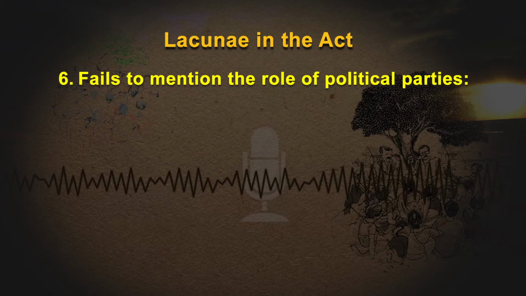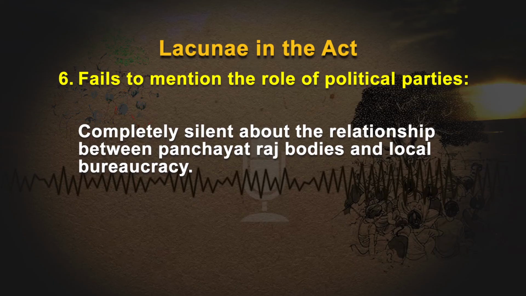Sixthly, fails to mention the role of political parties. Further, the Act has failed to mention about the role of political parties. Neither the Act specified their role nor mentioned about the working of political parties. Likewise, it is completely silent about the relationship between Panchayati Raj bodies and local bureaucracy.